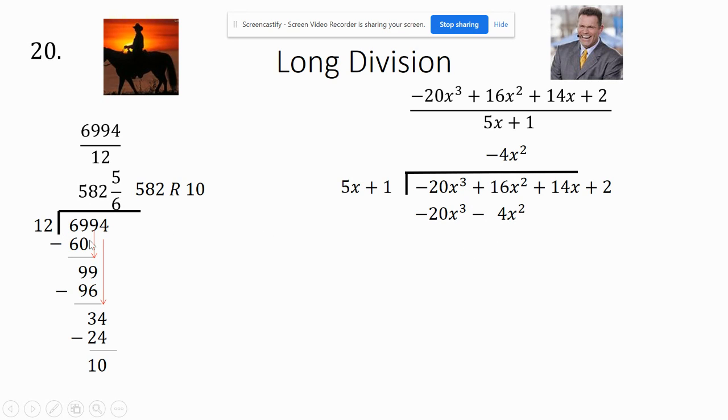But just like over here, when I did 5 times the 12 and I minus the 60, I'm now going to minus this. These will cancel. And that's 16 minus negative 4, which means it's like plus 4, or a 20x squared. Oh, I also brought down the 14. Don't forget to bring down your 14x. What would I multiply by 5x to get 20x squared? It would be a 4x. Okay, so take 4x times the 5x there.